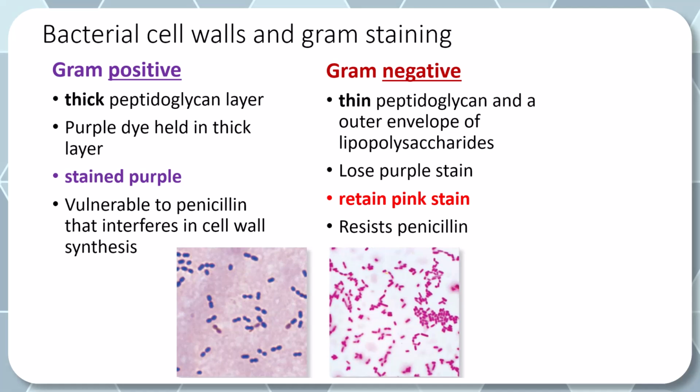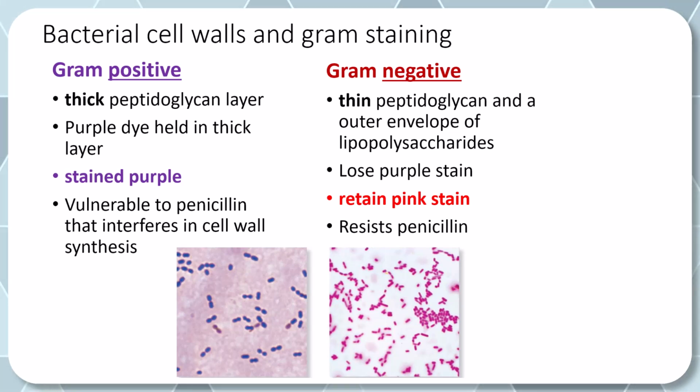When we talk about bacteria, oftentimes you might hear gram-positive or gram-negative bacteria. Gram staining is clinically important because it gives us some information about the bacteria. Gram-positive bacteria are vulnerable to penicillin because it interferes with their cell wall synthesis, while gram-negative bacteria are resistant to penicillin. Gram-positive bacteria have a thick peptidoglycan layer.